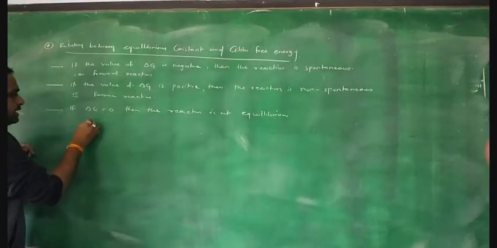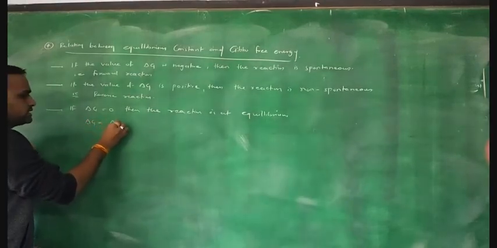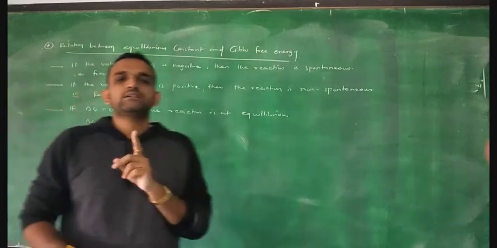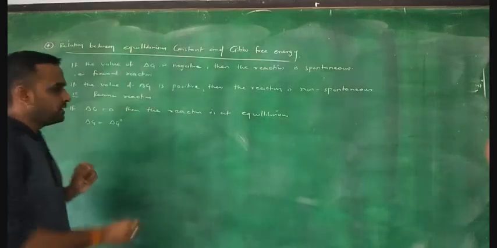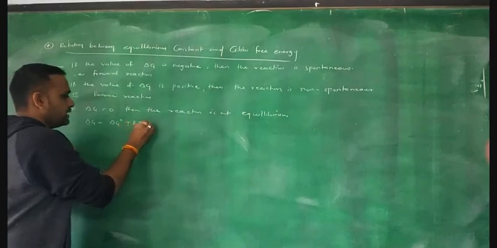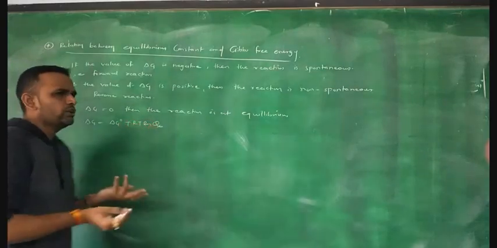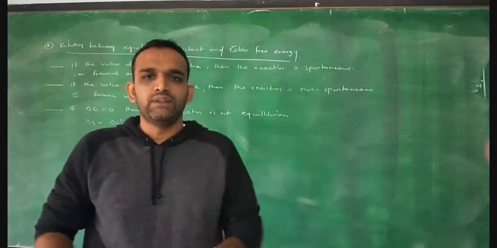Now according to thermodynamics, let us see the relation between them. Here I can write that delta G equals delta G0, that is the standard Gibbs free energy, plus RT ln QC. Now you all know what is QC? That is equal to KC at equilibrium, right?